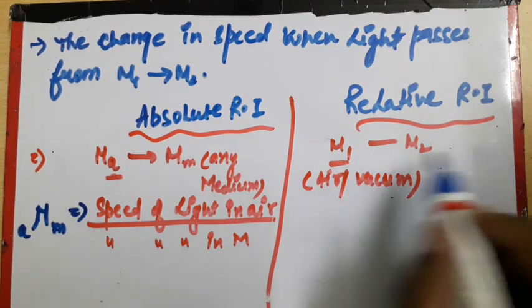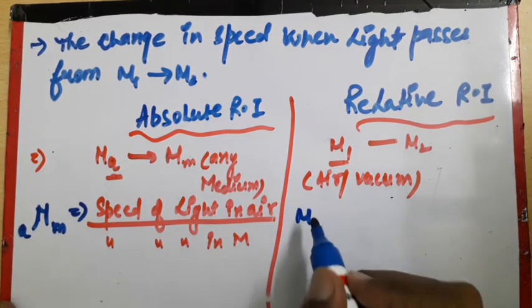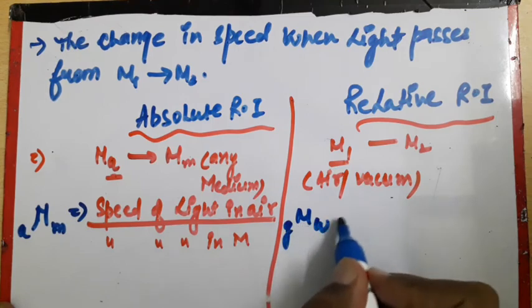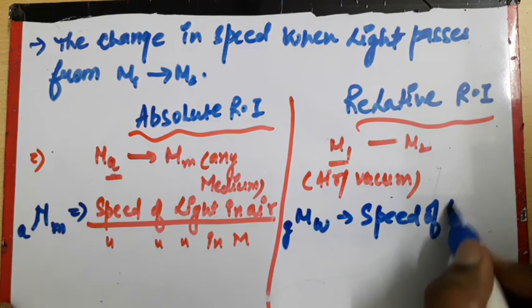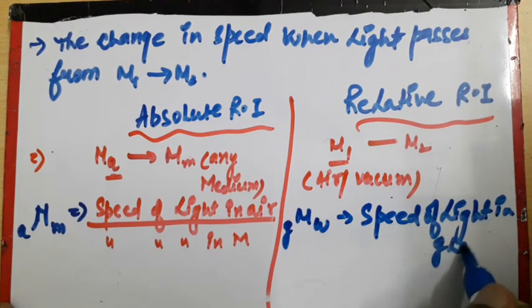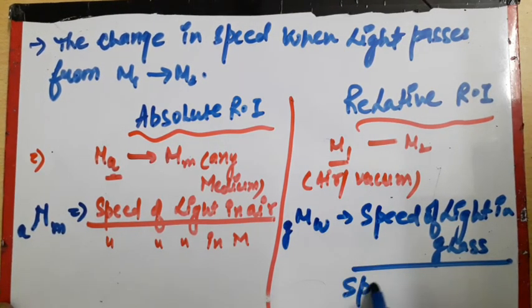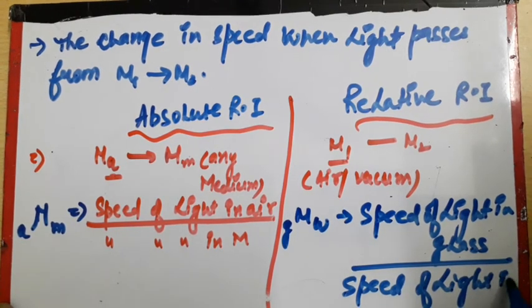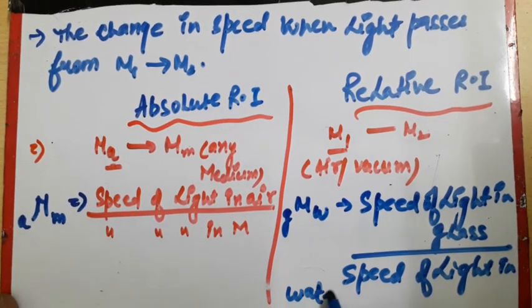And when we talk about relative refractive index, it means light is going from any medium, like from glass to water. So what do we do? Speed of light in glass, and it is going to water, so we can write speed of light in water. You can just write in this way. Okay, so hence you can find the value.